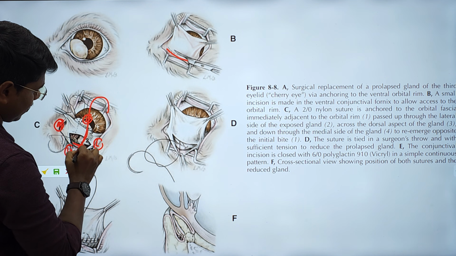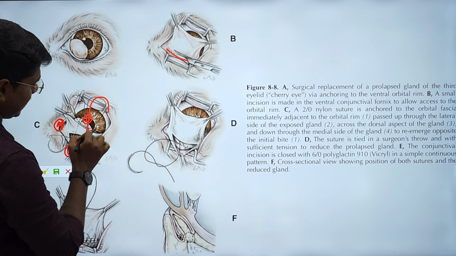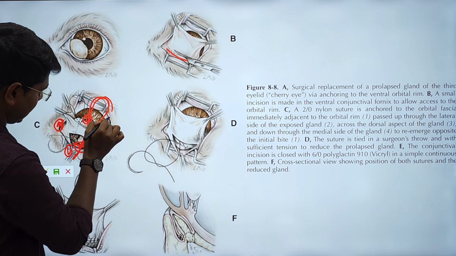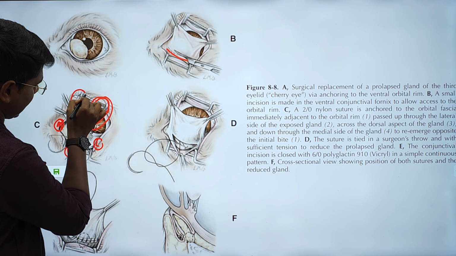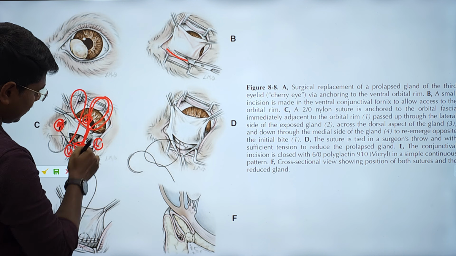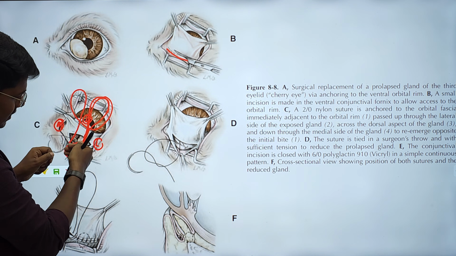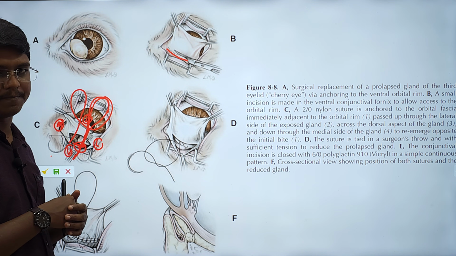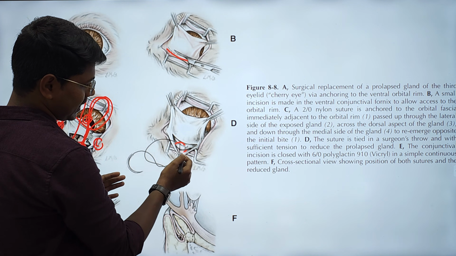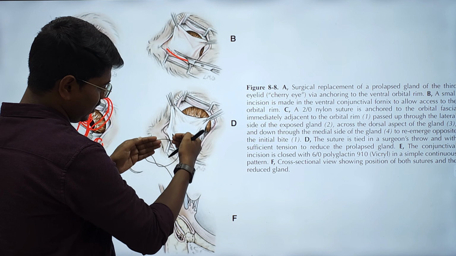So first you have to take a bite on the fascia of the orbital rim. Next, on the lateral side, through the gland, it will come out, then another bite to the dorsal side, like this, then another bite on the medial side, and finally it will come through the orbital fascia and it will be tied. When it is tied, the gland will be adhered to the orbital rim. Understood? See here, it has been attached to the orbital rim. Here is the gland, so it has been anchored.